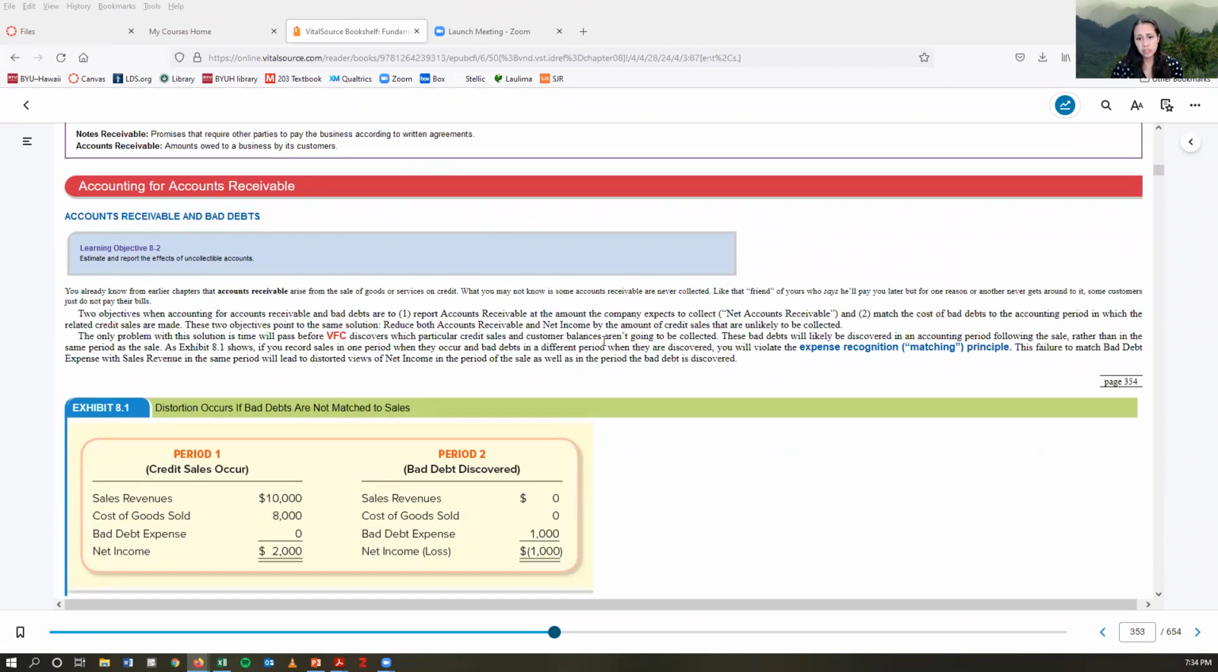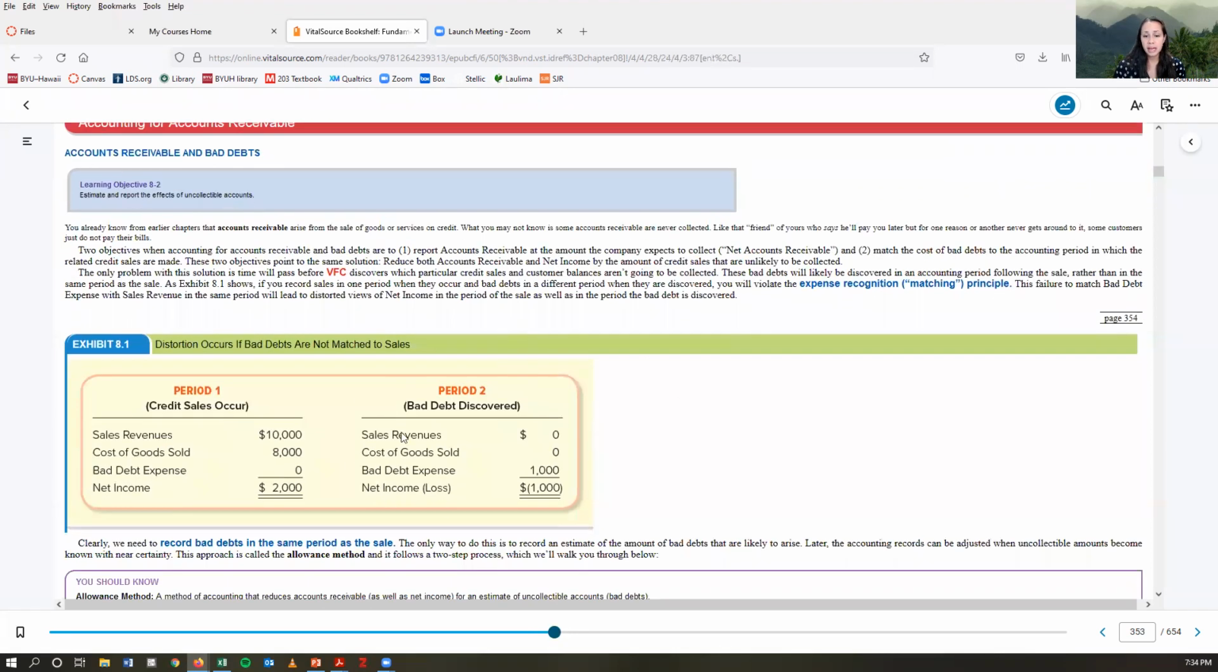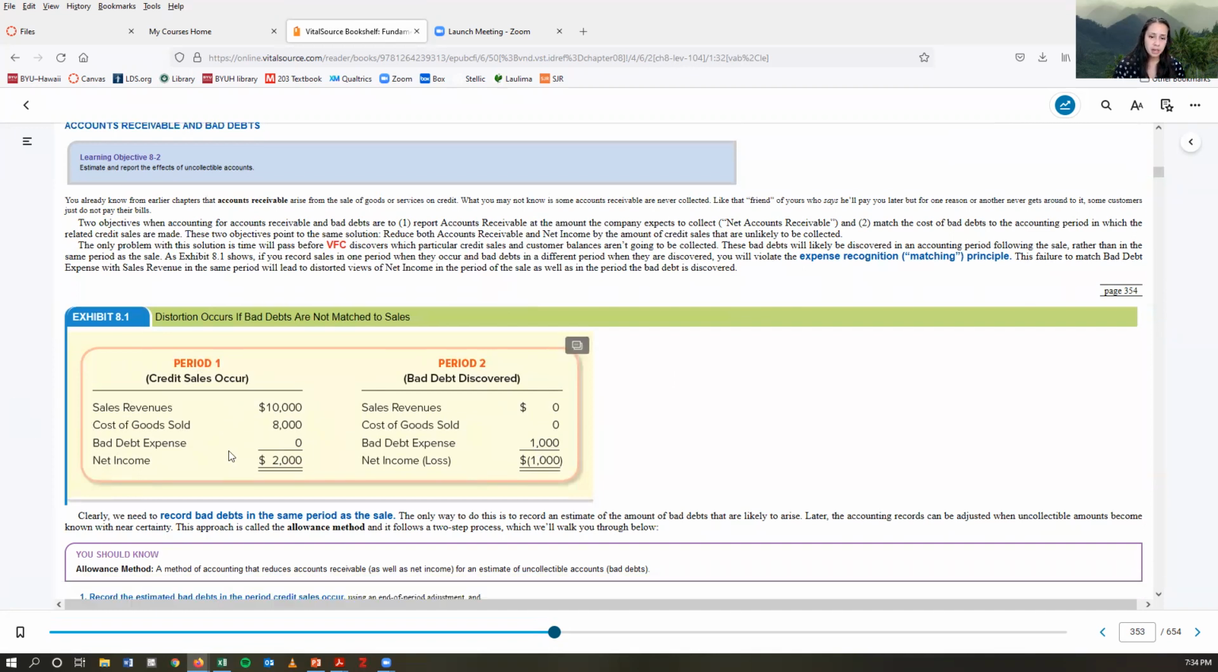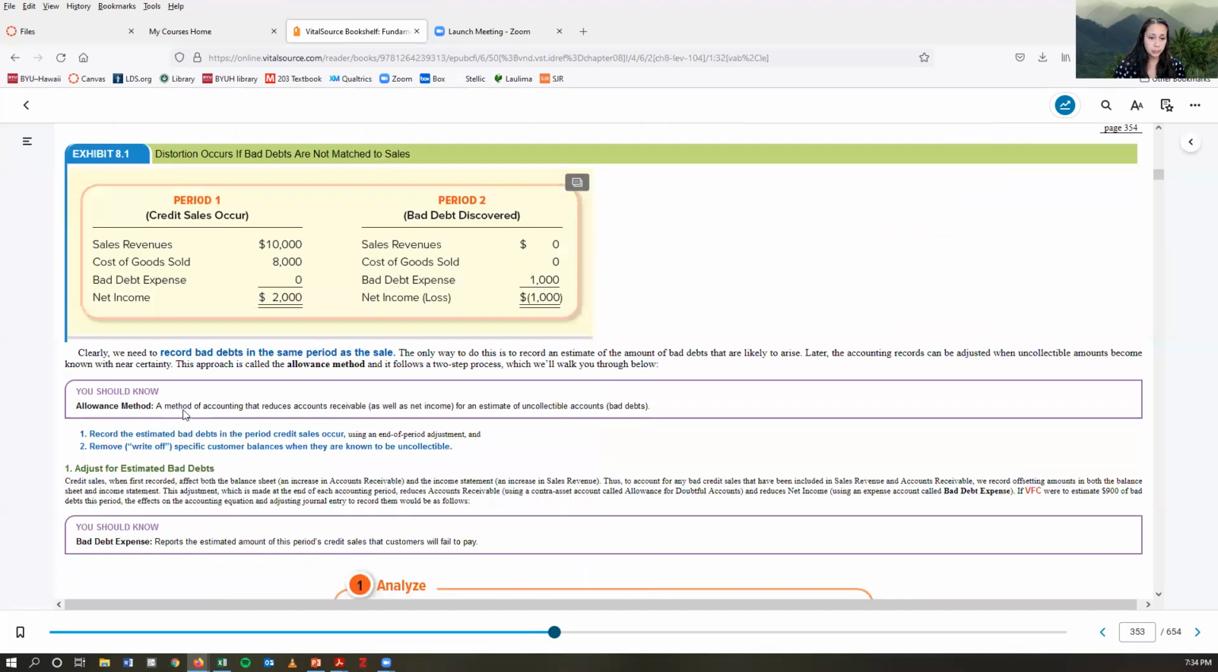And so we're talking about expense recognition and the matching principle. And when we have this allowance for doubtful accounts and accounts receivable in general, we want to report accounts receivable at the amount the company expects to collect, or the net accounts receivable. And we want to match the cost of bad debts to the accounting period in which the related credit sales are made. And so instead of the bad debt being discovered at a later period, we want to match those to the period that the revenue was generated. So the expenses are matched to the revenue. So we'll match it into that period one.